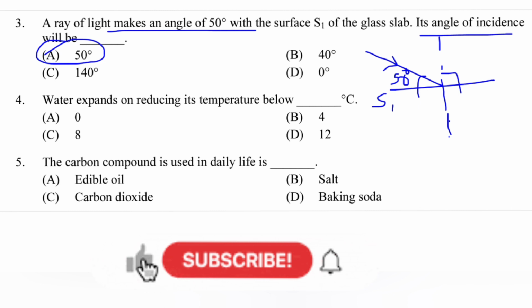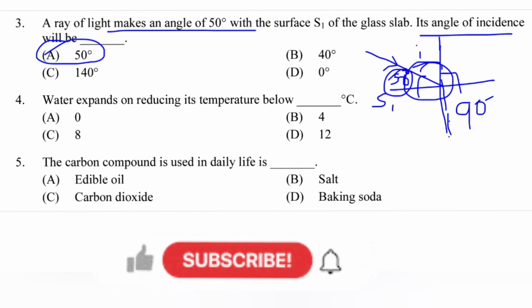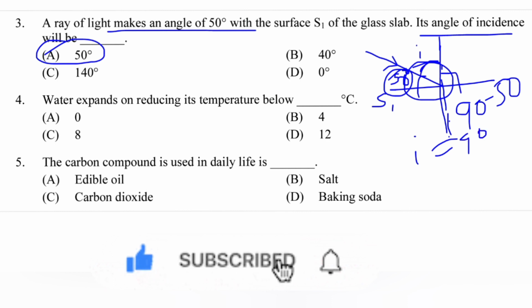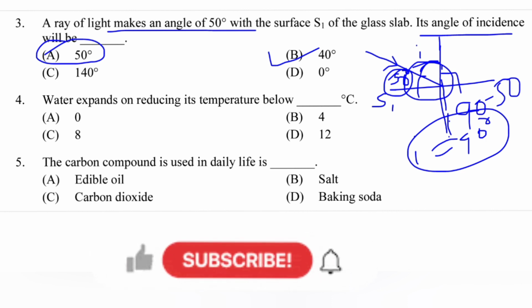Now how to calculate the angle of incidence? We know that this is the angle of incidence. Now I know that this total angle is 90 degrees, because it is a normal. So out of the 90 degrees, what is this angle? 50 degrees. So the remaining angle will be the incident angle, or we can say angle of incidence, so that will be 40 degrees. So our correct answer here is 40 degrees. Just observe and read the question carefully and get the answer properly.